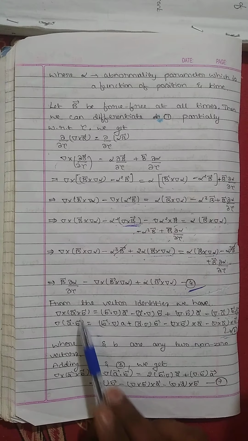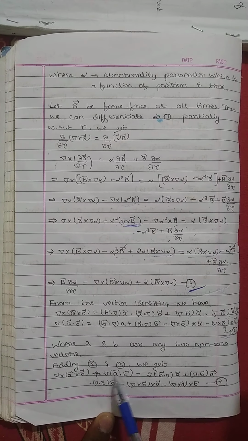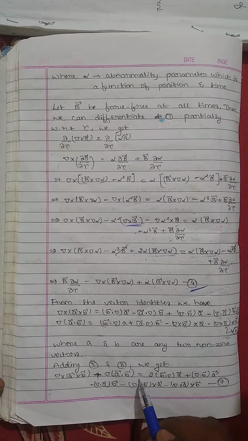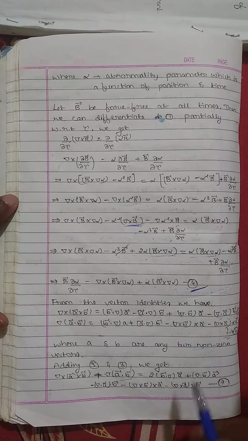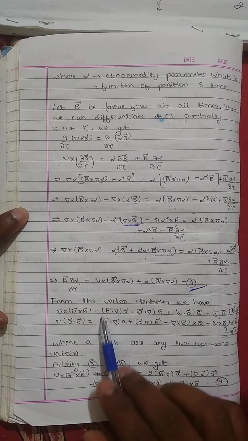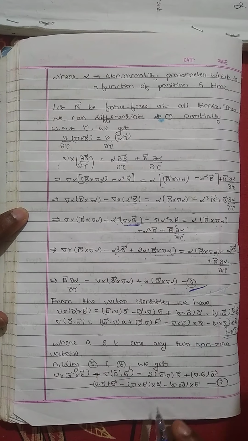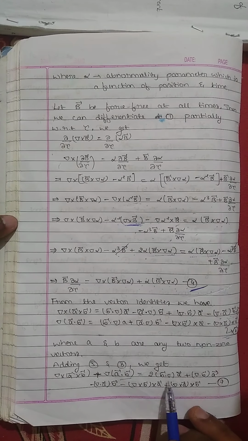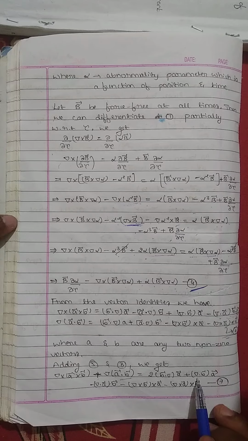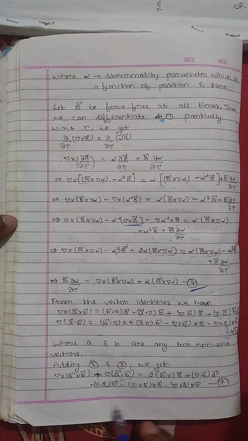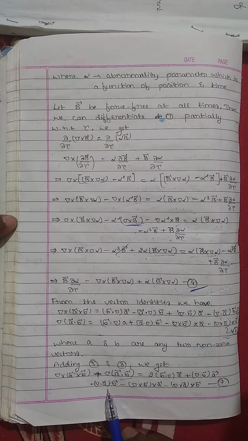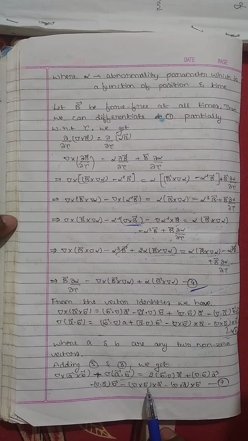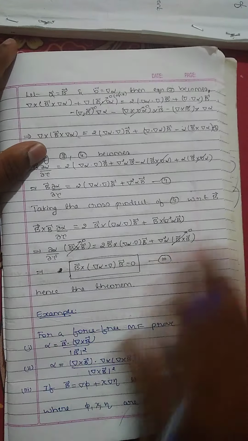So that is del cross a bar cross b bar plus del dot del of (a bar dot b bar) is equal to, on simplifying the RHS of equation 5 and equation 6, you will get 2 of b bar dot del of a bar plus del dot b bar of a bar, minus del dot a bar of b bar, minus del cross b bar cross a bar, so minus del cross a bar cross b bar. Put equation number 7.